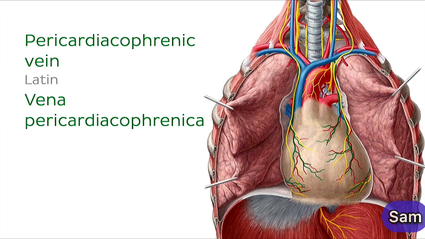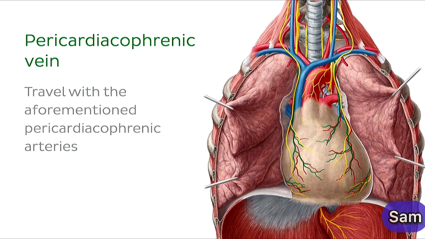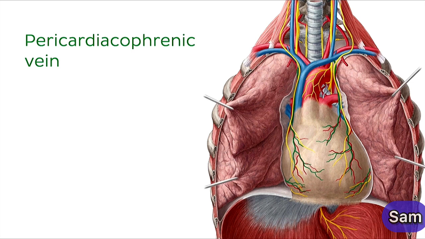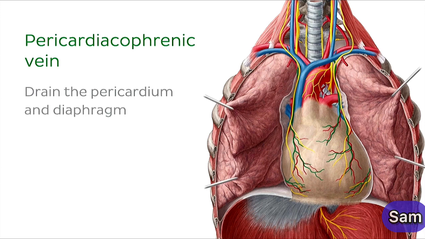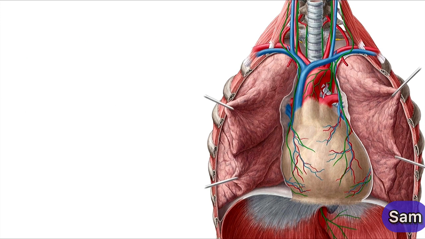The pericardiacophrenic veins travel right along with the aforementioned pericardiacophrenic arteries. And similar to their arterial counterparts, the pericardiacophrenic veins are associated with the pericardium and the diaphragm. However, unlike the arteries that supply these structures with blood, these veins are responsible for draining these structures of deoxygenated blood. Okay, so now that we've looked at the arteries and veins seen with the heart in situ, we're ready to move on to the nerves.